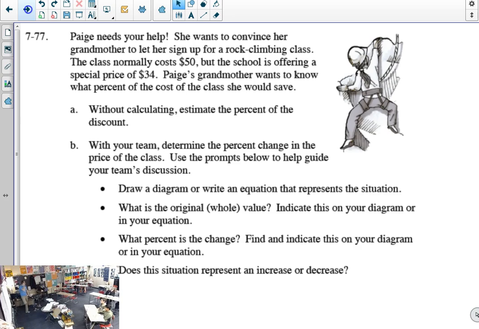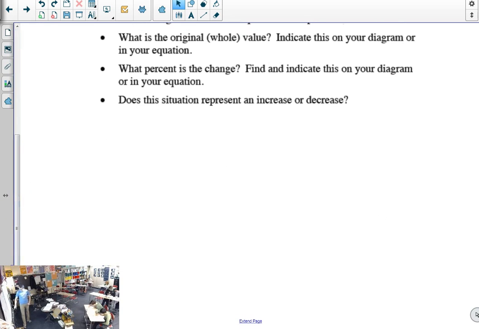So the class normally costs $50. However, the school's offering a discount so you only pay $34. Paige's grandma wants to know what percent of the cost of the class she would save. So, what percent discount does she get? You and your partner work to answer parts A and B. I'll give you a few minutes here. You could draw a diagram to help you.